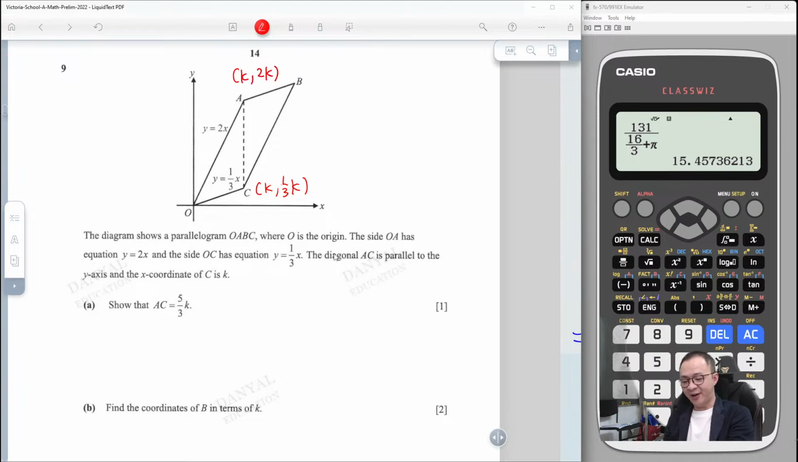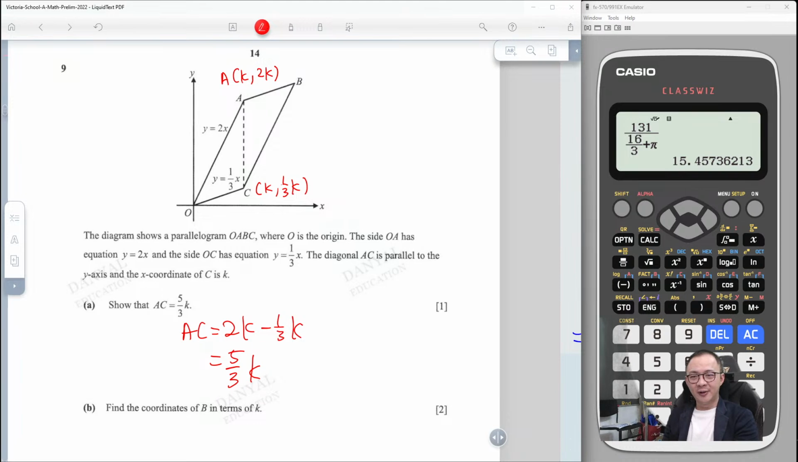So I literally found the coordinates for A and C already. This is coordinate A. And then show that AC is 5 over 3k. So literally, they want to find the length of AC, isn't it? So AC equals 2k minus 1 over 3k. So it's 5 over 3k. It's just 1 mark. Find the coordinate of B in terms of k. Depends how you want to see this thing.